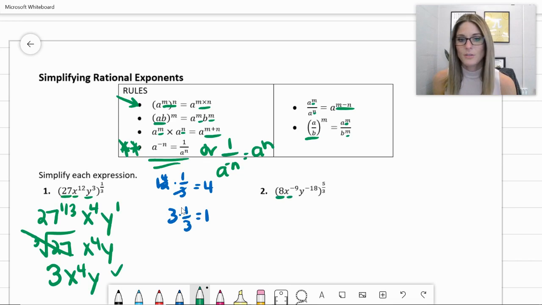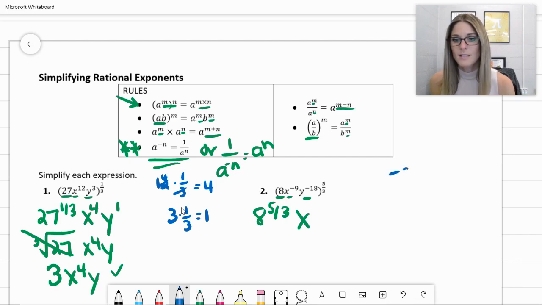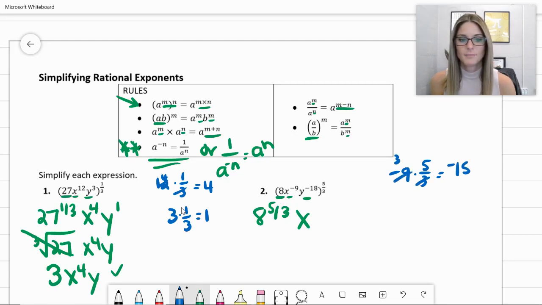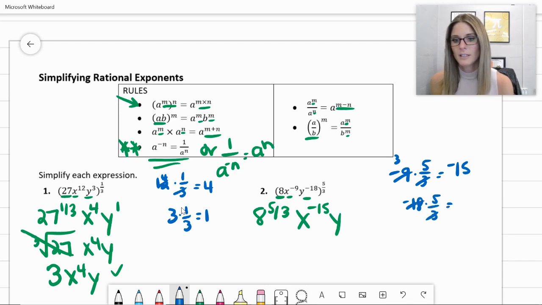Number 2 also has 3 things in the parentheses, so I'm going to give each of those that exponent of 5/3: 5 to the third, 8 to the 5/3, x to the -9, and we are raising it also to the 5/3. So power to power, multiply. You can simplify to help you get a -15. And then y to the -18, and we're going to multiply it with 5/3. Gives me -30.